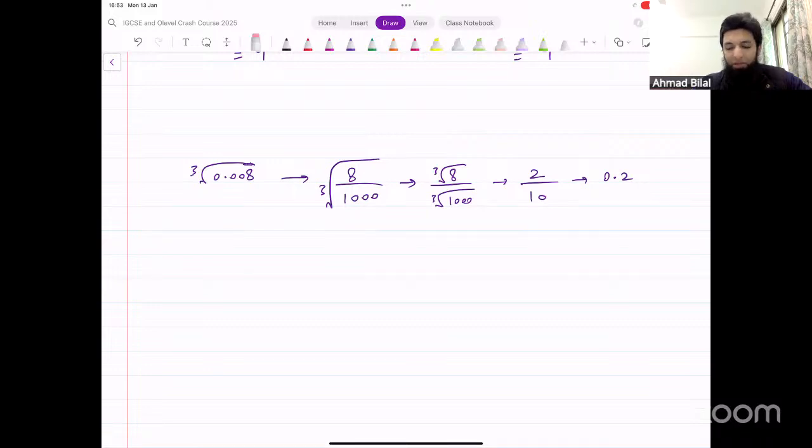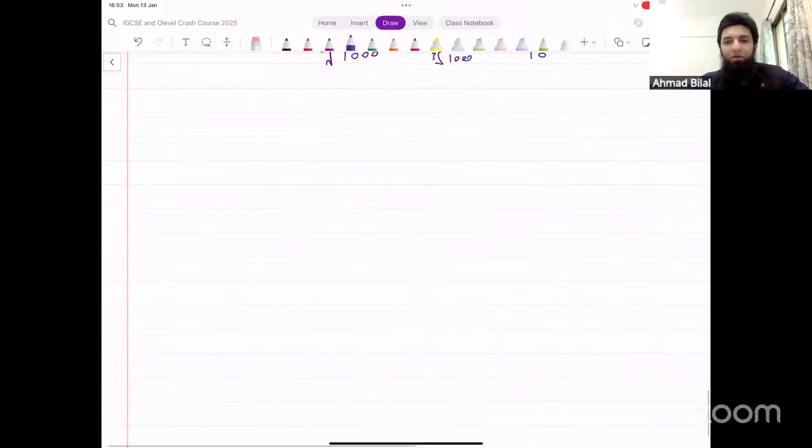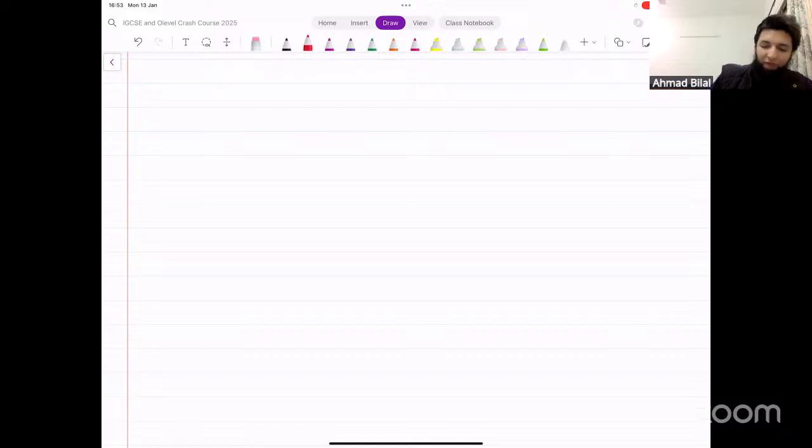Okay, I hope that makes sense. Now, that's how you deal with fractional powers or cube roots or square roots. Now, a lot of times you have to solve equations involving indices as well.